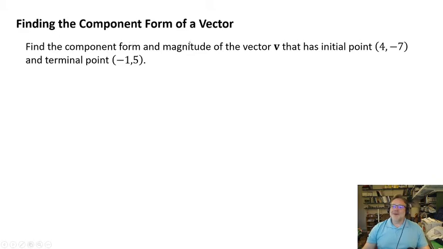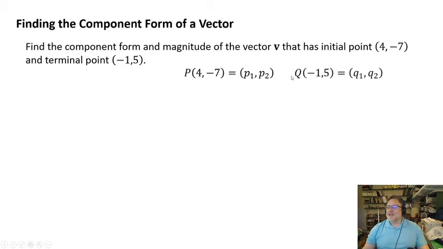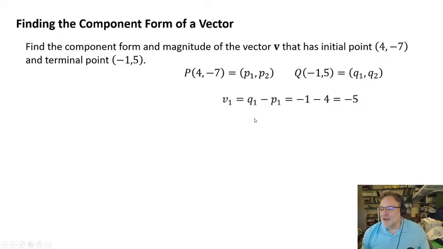So let's find the component form of a vector here. Find the component form and magnitude of the vector v that has the initial point here and the terminal point here. All right, so we have our 2 points that we're working with here. Here's point P, 4, -7. That's going to be just labeled as P1, P2. And Q will be similarly labeled as Q1, Q2. And so here's how we do this here.